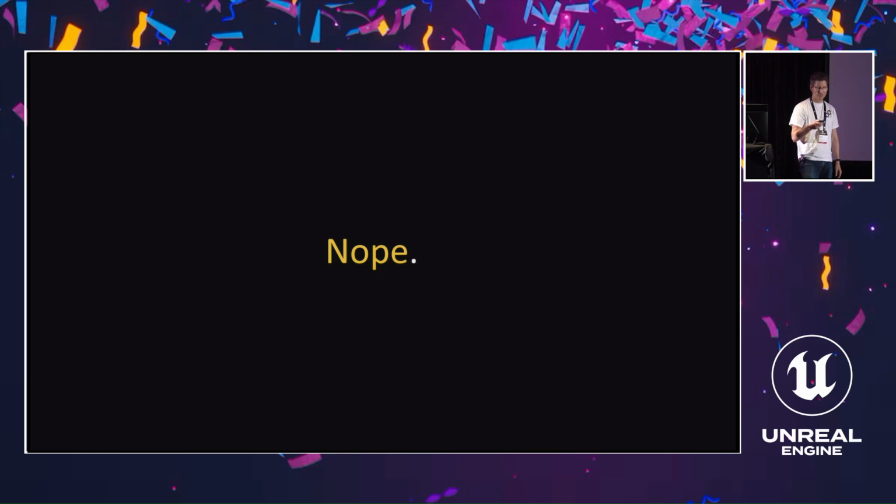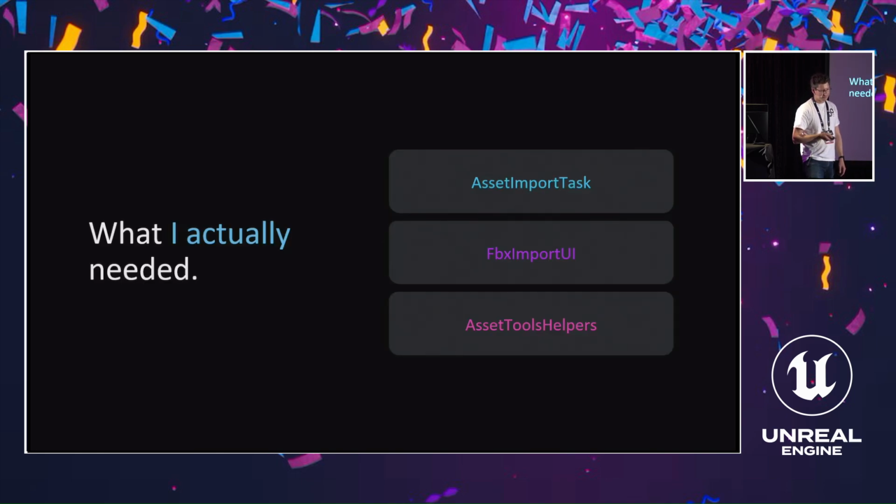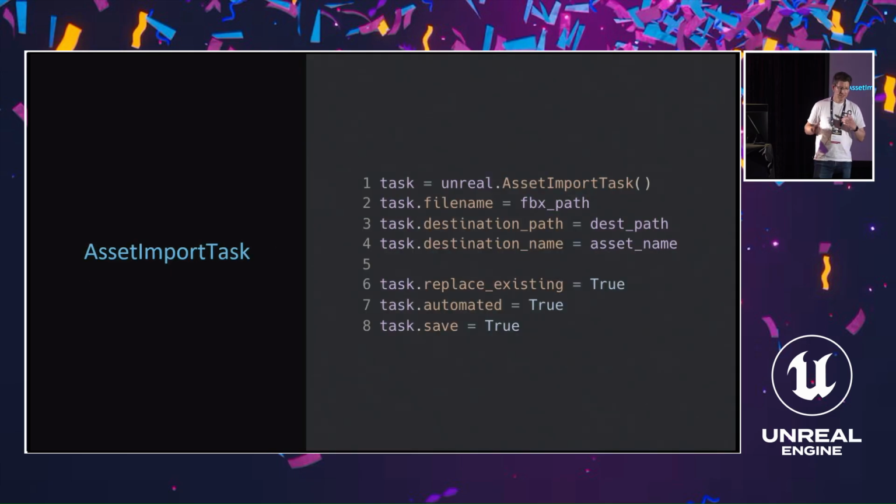So what you actually need to import an FBX into Unreal is these 3 basic classes: the asset import task, the FBX import UI, and the asset tool helper. Now, the asset import task, I like to think of it as a way of handling files. You think of it as, I'm creating a task to handle a file. What's my file's name? Where's my file going? If a file exists where my file is going, what am I doing to that file? I'm going to replace it.